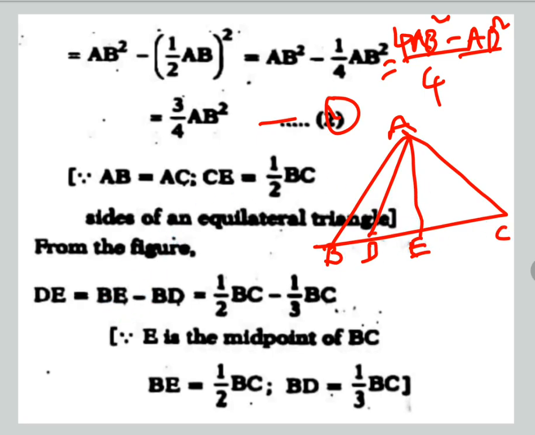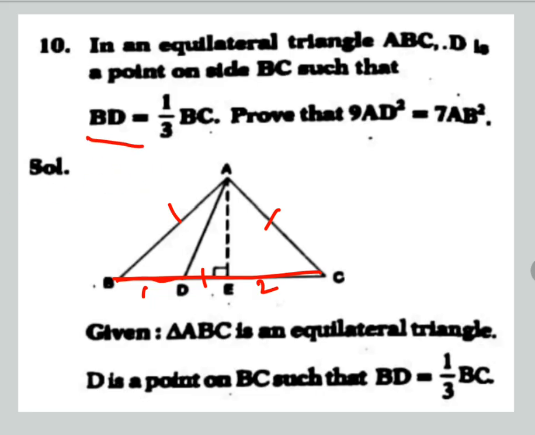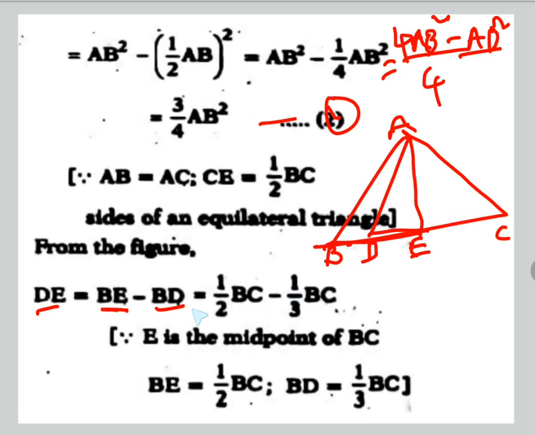And now DE is equal to BE minus BD. What is BE? BE is half of BC. We can write this BE is 1 by 2 BC. And BD is equal to 1 by 3 BC, already given in the question. So substitute that BD value 1 by 3 BC. This BE is 1 by 2 BC. Now 3 is LCM.